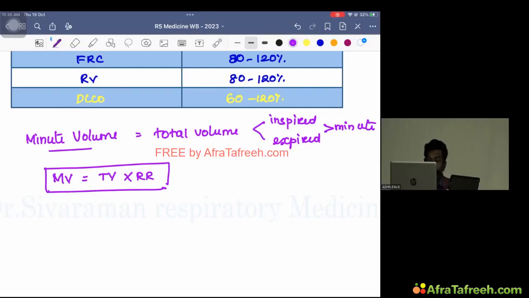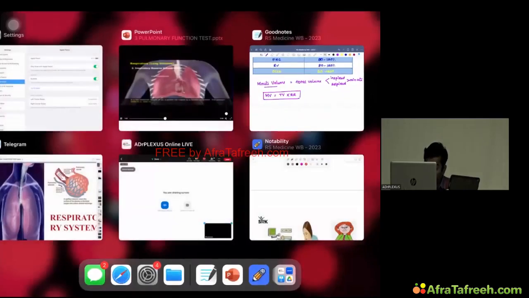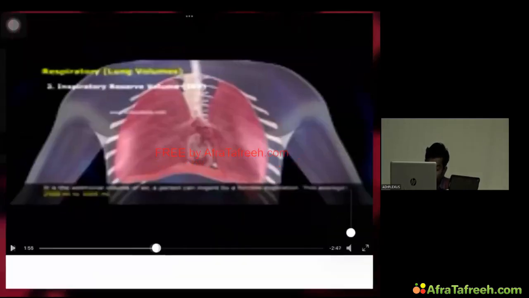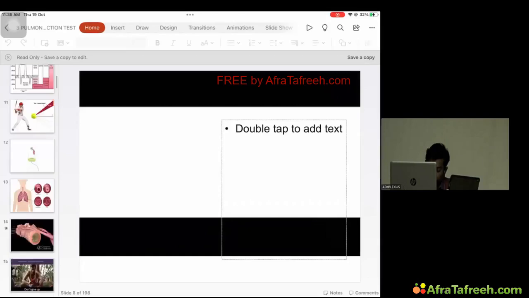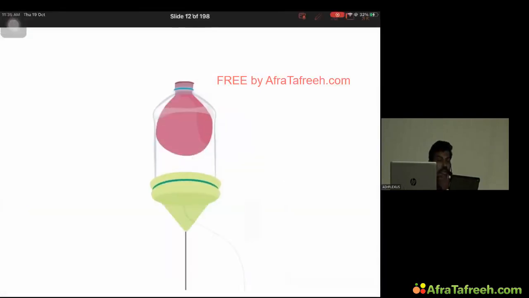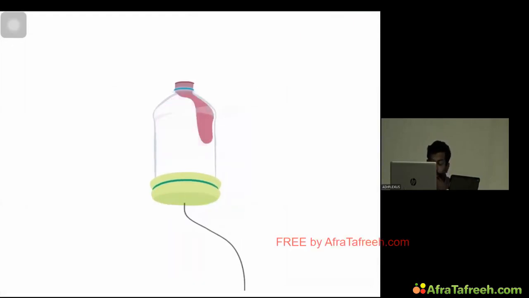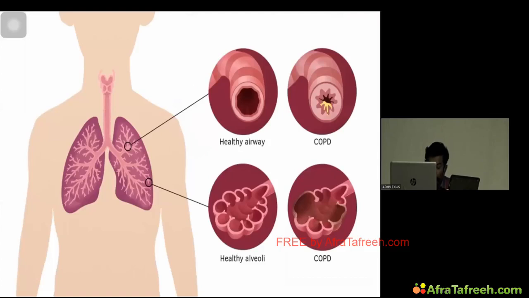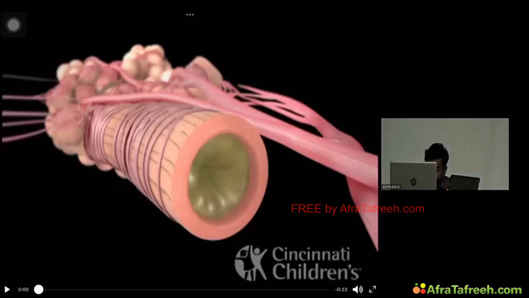Now, every time you are breathing in and breathing out, air goes in and comes outside. This is changed or altered whenever there is an airway disease. Now, see this and tell me your observation.